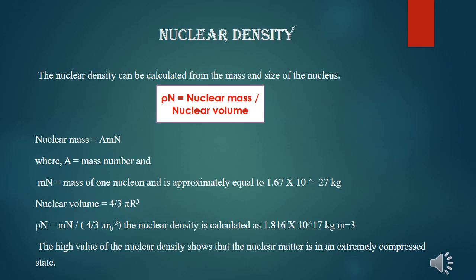Next property is nuclear density. We can calculate the nuclear density using the nuclear mass divided by the nuclear volume. The value is 1.816 into 10 power plus 17 kilogram per meter cube. Okay, so see here, 10 power 17, it is a very huge value, right? So the high value of the nuclear density shows that nuclear matter is in an extremely compressed state.